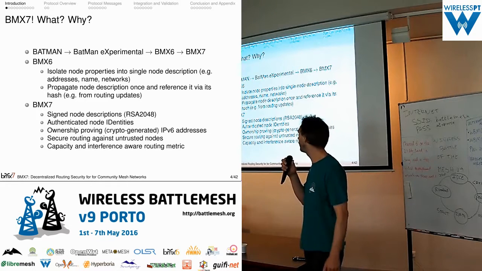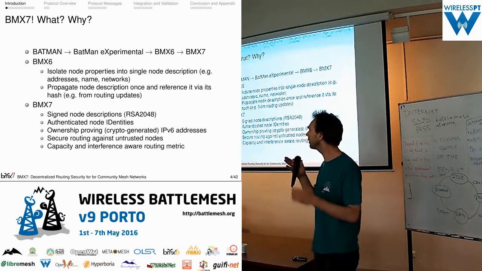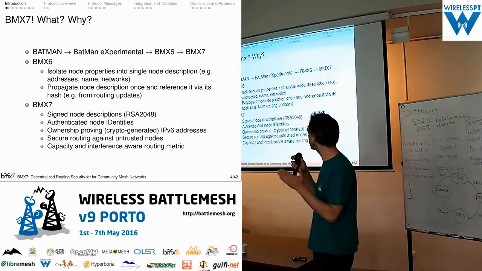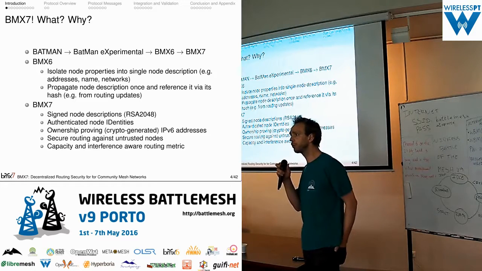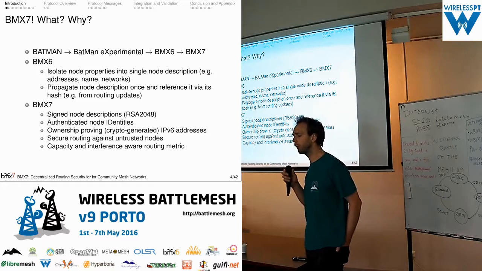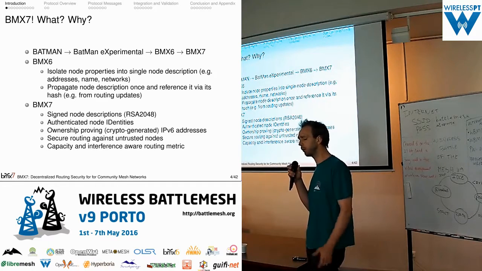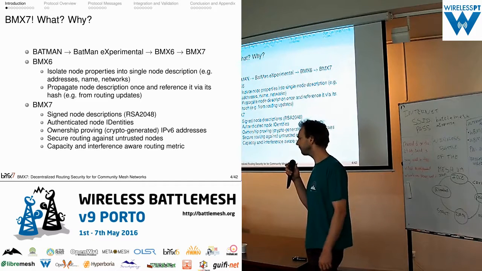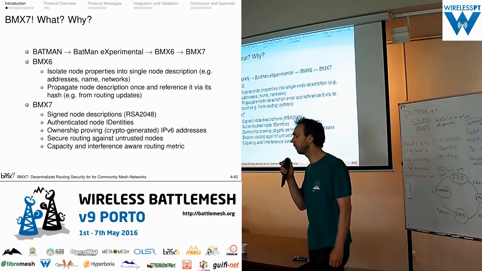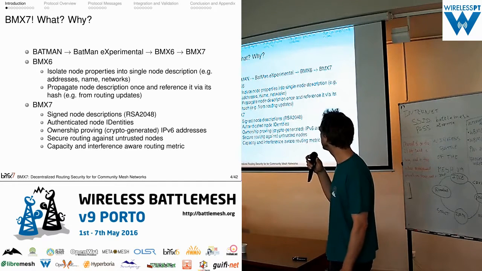So it isolates this information and these properties into a description, and once the description is known and populated across the network, it is referenced just with its hash. For example, a routing update, which usually must reference all the networks and end addresses it is representing, can now just use the hash of this description to reference all these details. And in BMX7, I continued this concept.